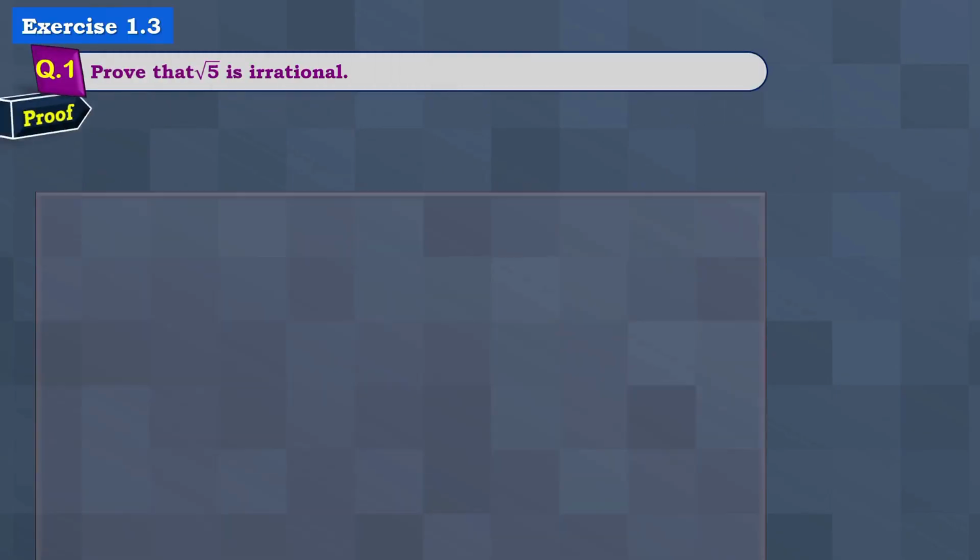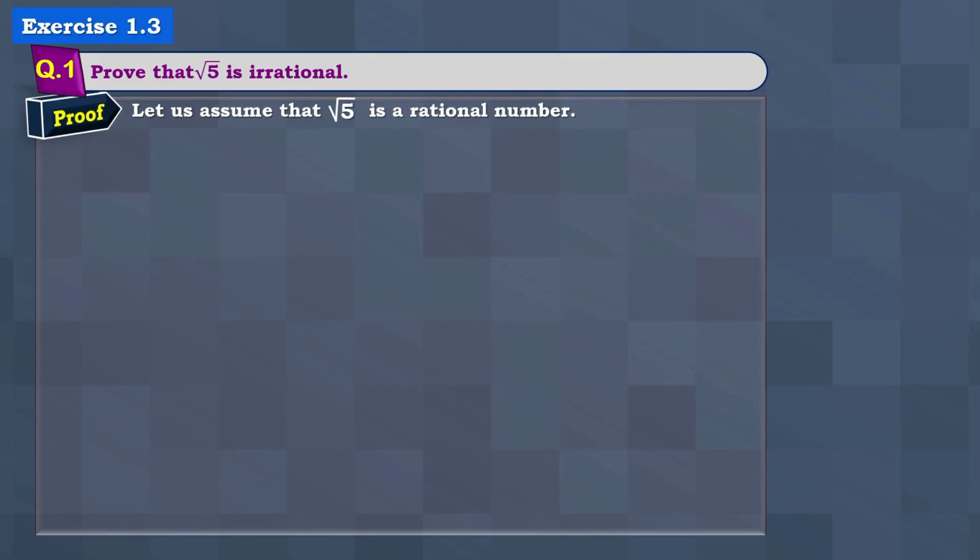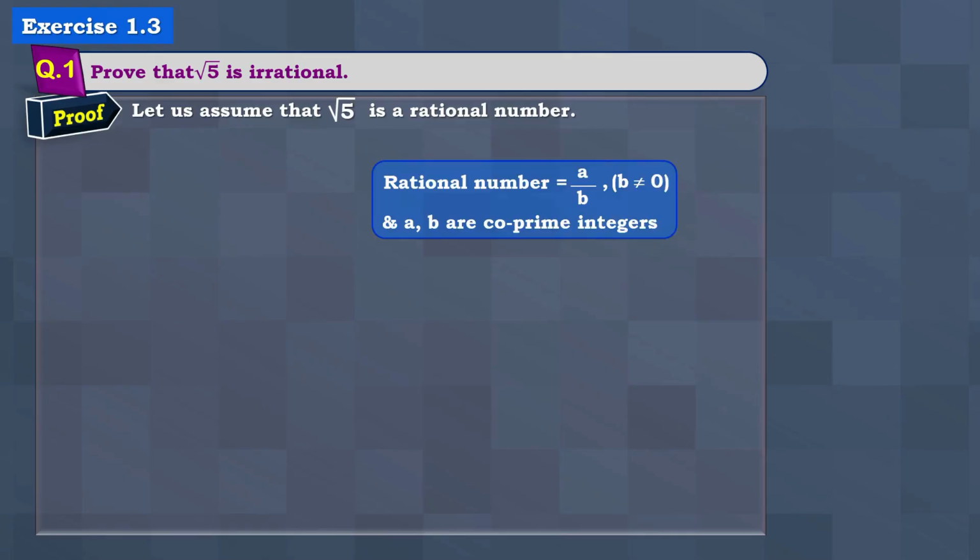Prove that root 5 is irrational. We will prove this using the method of contradiction. First, let us assume that root 5 is a rational number. If root 5 is rational, then it can be written in the form a divided by b, where a and b are integers, b is not equal to 0, and a and b have no common factor other than 1.